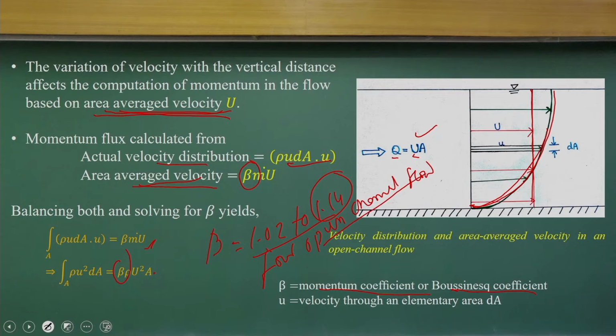That's what it indicates. We should know the velocity distributions accurately to know what the momentum flux is coming into the control volume or going out of the control volume. If we follow the average concept, we can get these values, which under predicts the momentum flux as compared to the actual variations of the velocity in open channel flow.